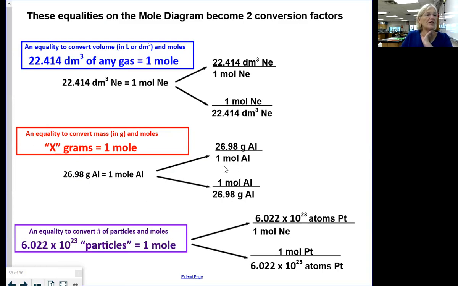Two conversion factors here for that equality. Likewise, the equality for number of particles and moles, two different conversion factors.